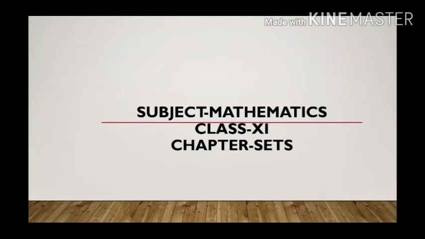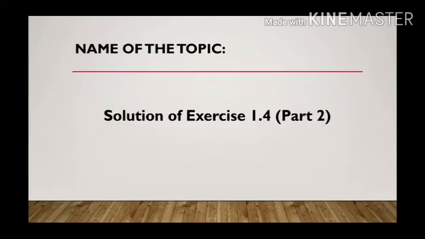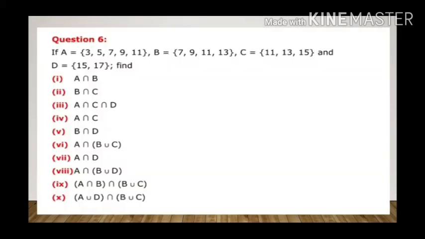Students, in this video we will discuss the solution of exercise 1.4 from the chapter Sets. So let us start with question number 6. If A is equal to {3, 5, 7, 9, 11}, B is equal to {7, 9, 11, 13}, C is equal to {11, 13, 15}, and D is a set collection of 15 and 17, find A intersection B.